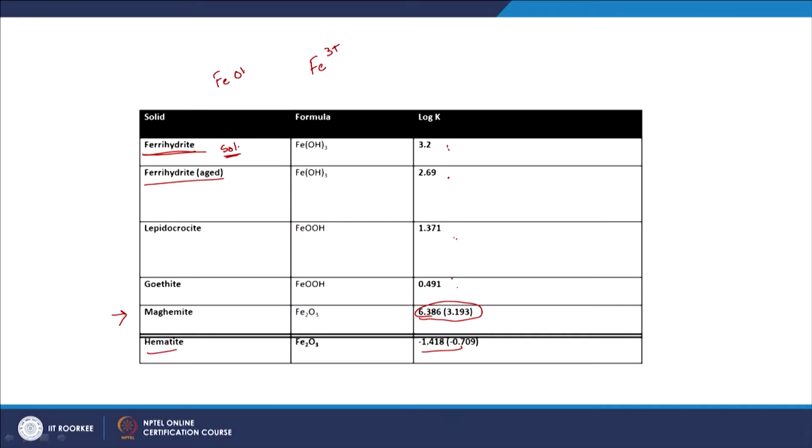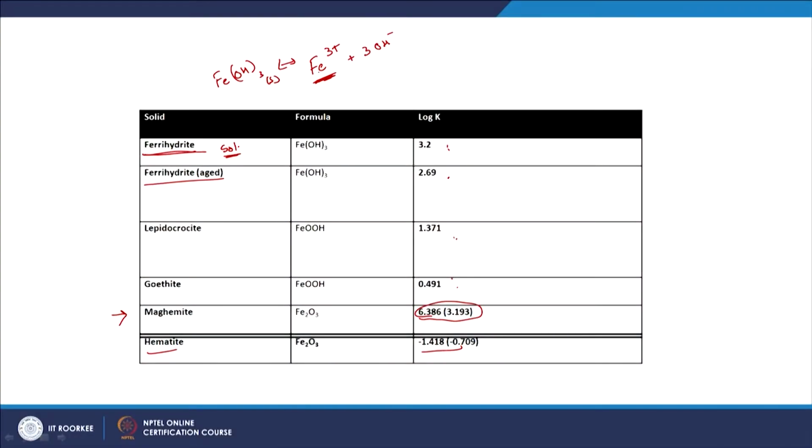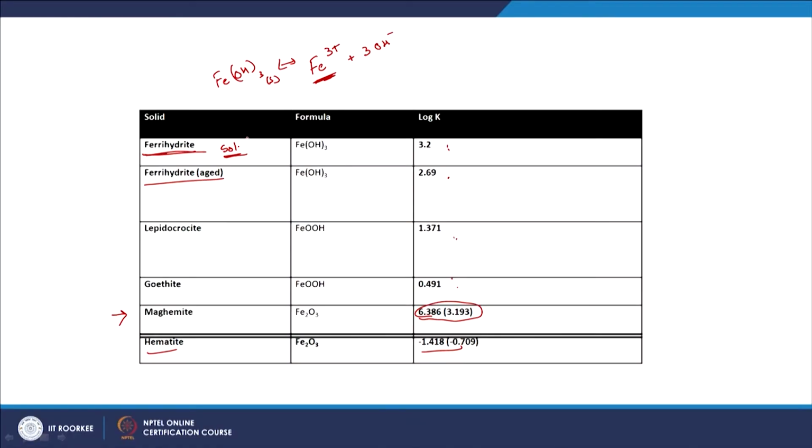Because Fe(OH)3, the solid, is in equilibrium with Fe3+ and 3OH-, right. The greater the log K value, the greater the Fe3+ concentration that is in equilibrium with the particular solid, right. And the lower the log K value, obviously the Fe3+ concentration in equilibrium with the solid is going to be lower and lower. So that is why I call ferrihydride the relatively more soluble form and hematite the most insoluble form, right. Why is that? Again, as you see, the log K value is remarkably low, right.